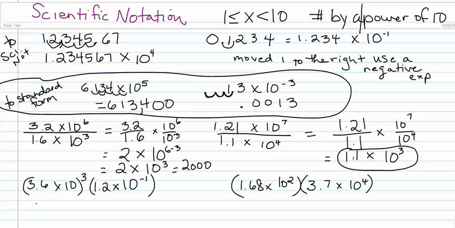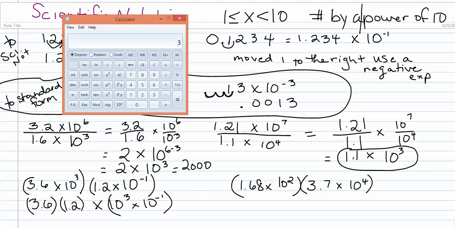Okay, now we can do similar things for the multiplication problems. We can take the number parts, the ones that are not written as powers of 10, and multiply them, because it does not matter what order we multiply numbers in. Oops, I have these in the wrong spaces in the original problem. This should be a 3, and then the parenthesis. Then I can take the 10 to the 3rd power and multiply it by the 10 to the negative 1 power and work on them in groups that way. So I need to find out what 3.6 times 1.2 is, and that's 4.32.